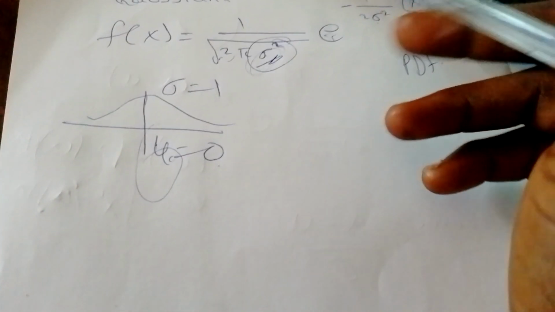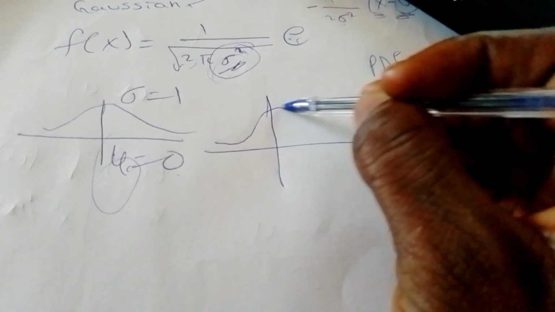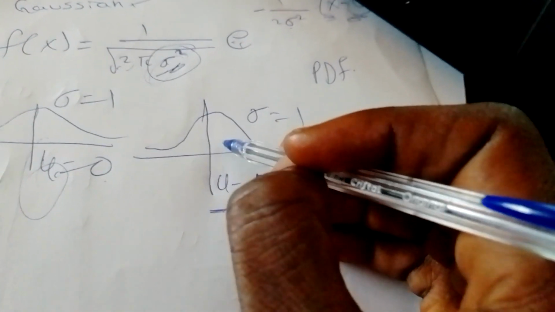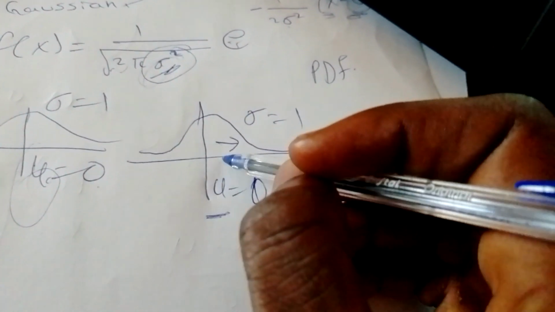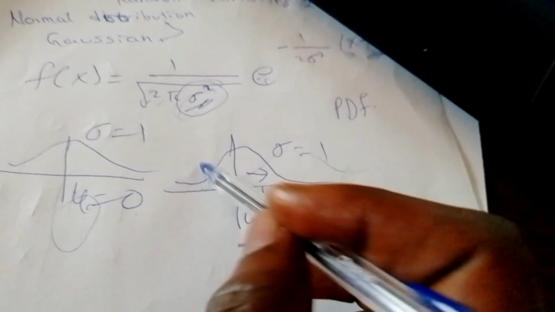Now to understand how the mean and the standard deviation affect this graph, I'll draw another one here. Let's assume that this one is mean equals 0. If you increase the mean, then it shifts to the right. As your mean increases, it keeps shifting to the right, so you can have your graph here. And if you decrease it, then it can look something like this. My drawing is bad.